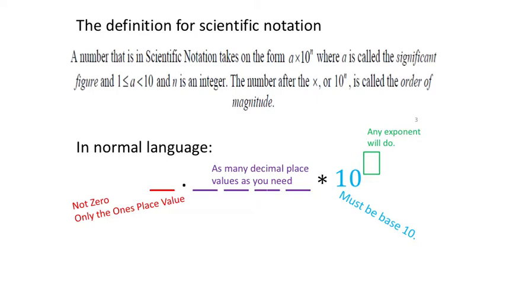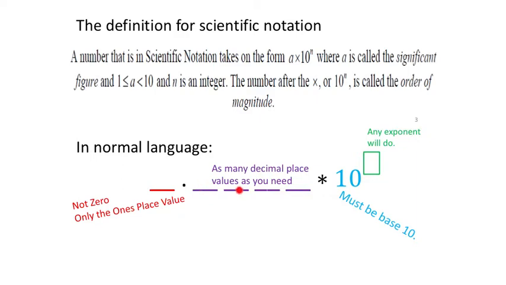In normal language, it's just like this. So what you're going to see is a decimal thing going on right here. Now you'll notice for formal scientific notation you'll have only one number in the ones place value. You'll never have anything in the tens or the hundreds or beyond that, okay? You'll only have a number in the ones place value, and it cannot be 0. That's it.